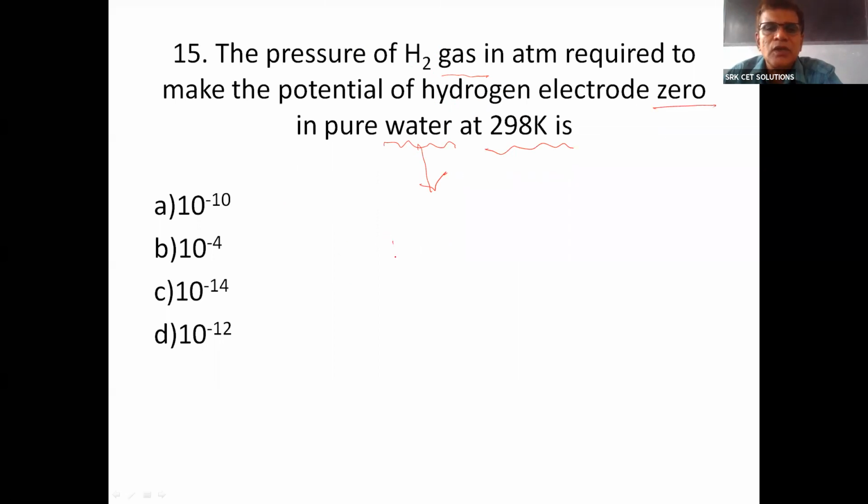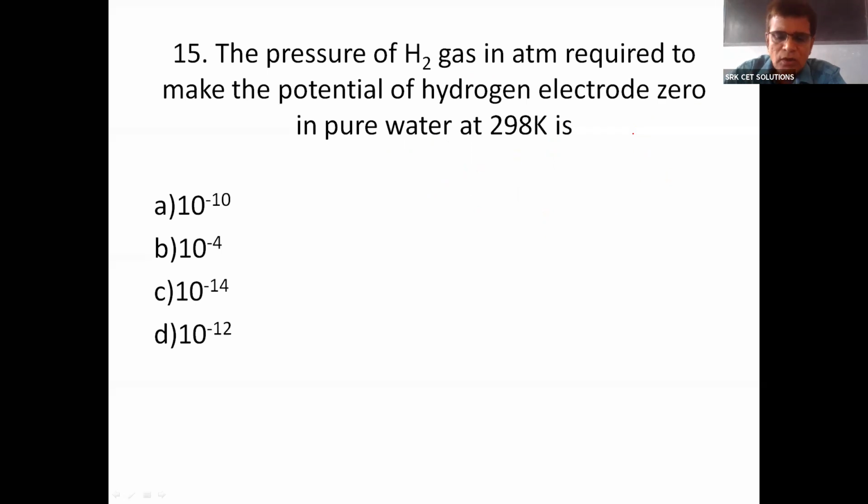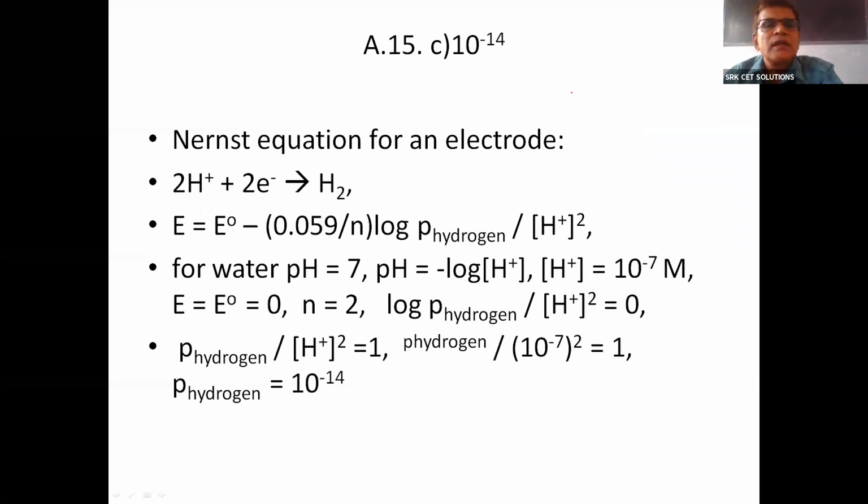So here the idea is potential of this electrode must be equal to the standard potential, that is 0. Another point is how much will be the concentration of H plus. The hydrogen ion concentration in water, you must know this to calculate this. And what you are going to use here is the famous Nernst equation. So Nernst equation can be used here to solve this. Look at this. Nernst equation for an electrode. Here the electrode involved is hydrogen reduction.